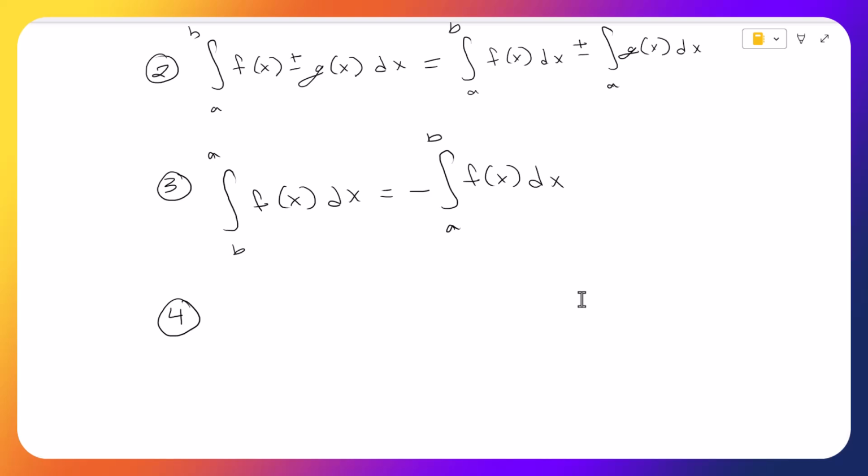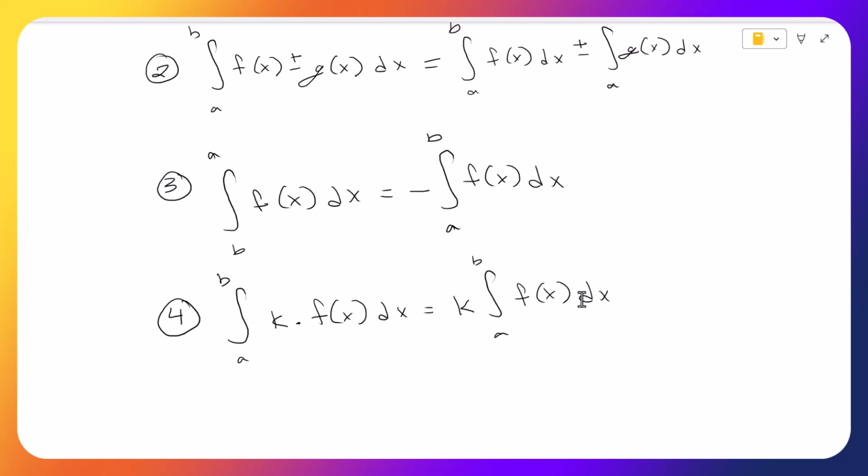If we have an integral from a to b of c times f of x dx, where maybe I shouldn't use c, let me actually use k, where k is a constant, k is a number, then we can say that is the same thing as k times the integral from a to b of f of x dx.